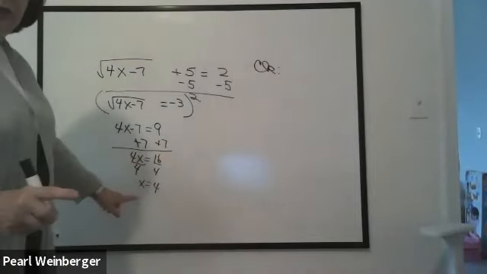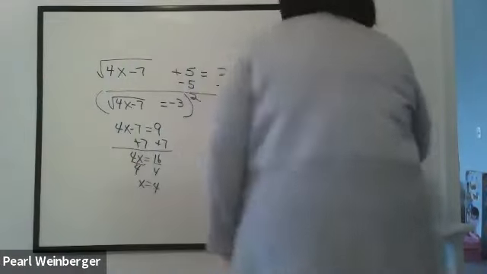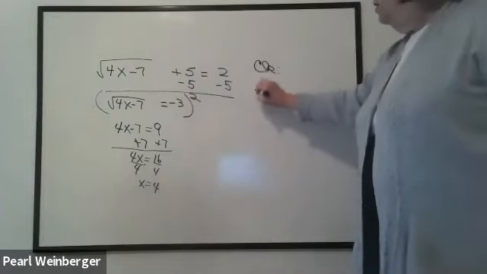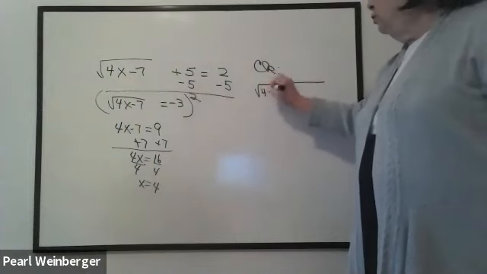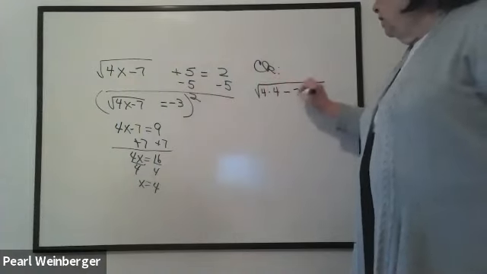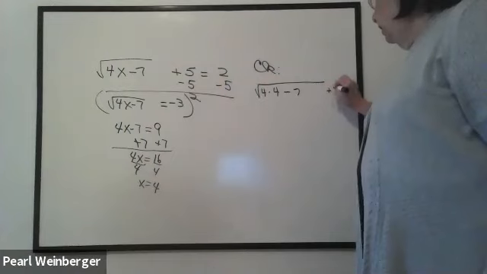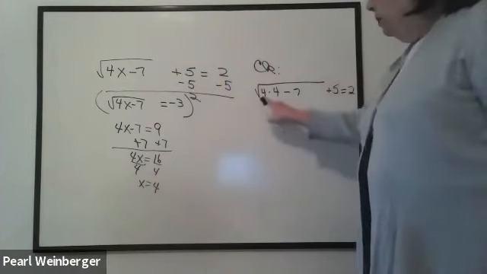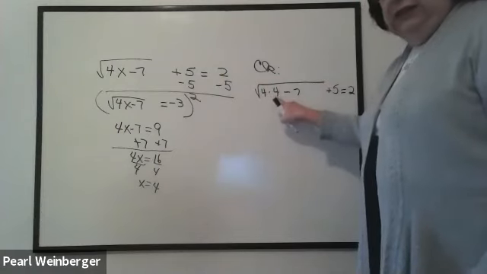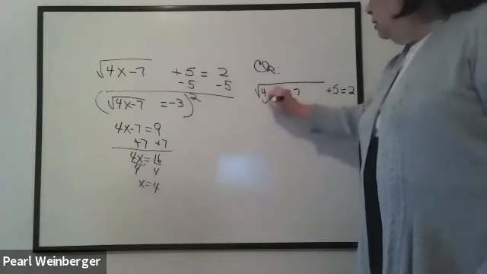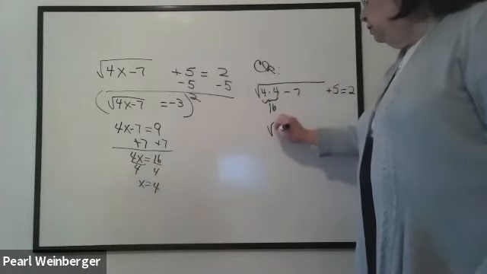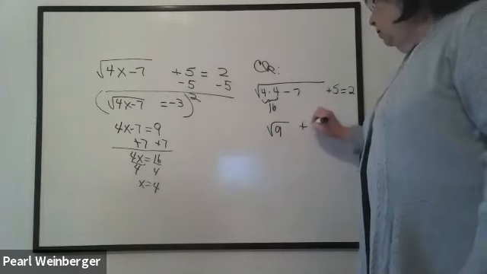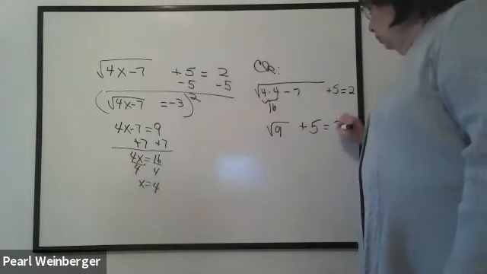Okay, to check an answer, I have to replace the x in my equation by 4. So this will be the square root of 4 times 4 minus 7, plus 5, that's on the outside of the radical, equals 2. Now 4 times 4 is 16, and 16 minus 7 is 9. So this becomes the square root of 9 plus 5 equals 2.